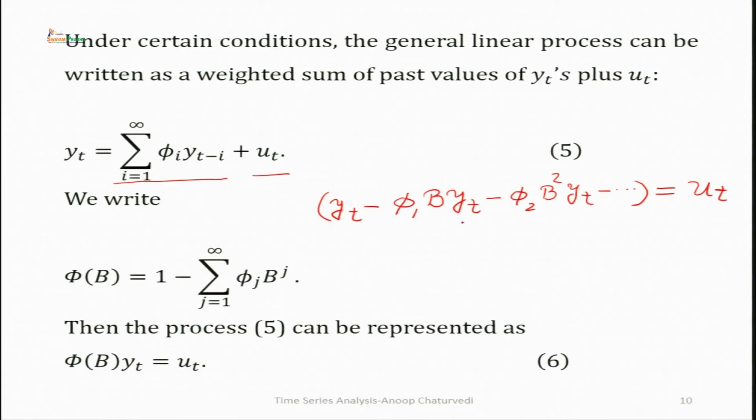And then you can write this term as 1 minus phi 1 B minus phi 2 B square minus ... y t equal to u t. Then suppose we write capital phi B equal to 1 minus phi 1 B minus phi 2 B square and so on. Then you can write the process 5 as capital phi B y t equal to u t in this form.